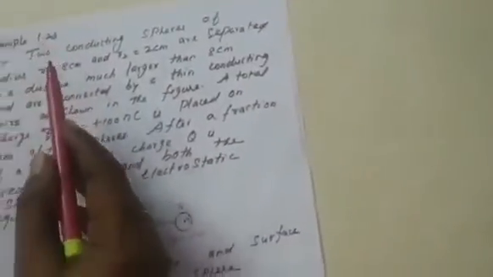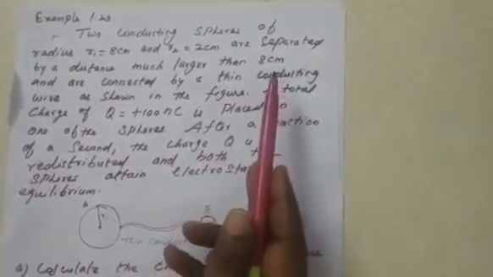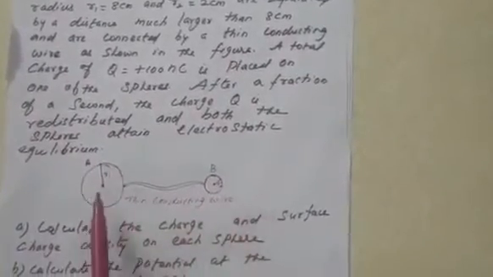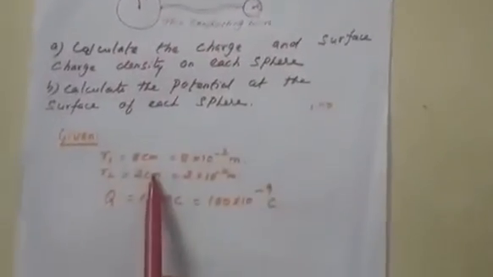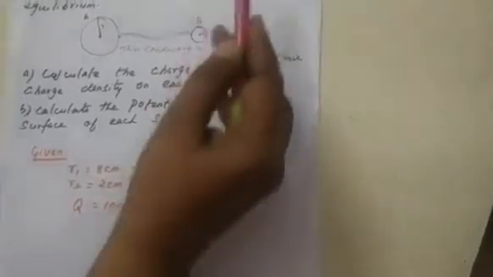Then next, sum 1.23 example: two conducting spheres of radius r1 8 cm and r2 2 cm are separated by a distance much larger than 8 cm and connected by a thin conducting wire as shown in the figure. So there are two spheres. The radius of this one is 8 cm, 8 into 10 power minus 2. The radius of this one is 2 cm, 2 into 10 power minus 2, and they are connected by a thin conducting wire.